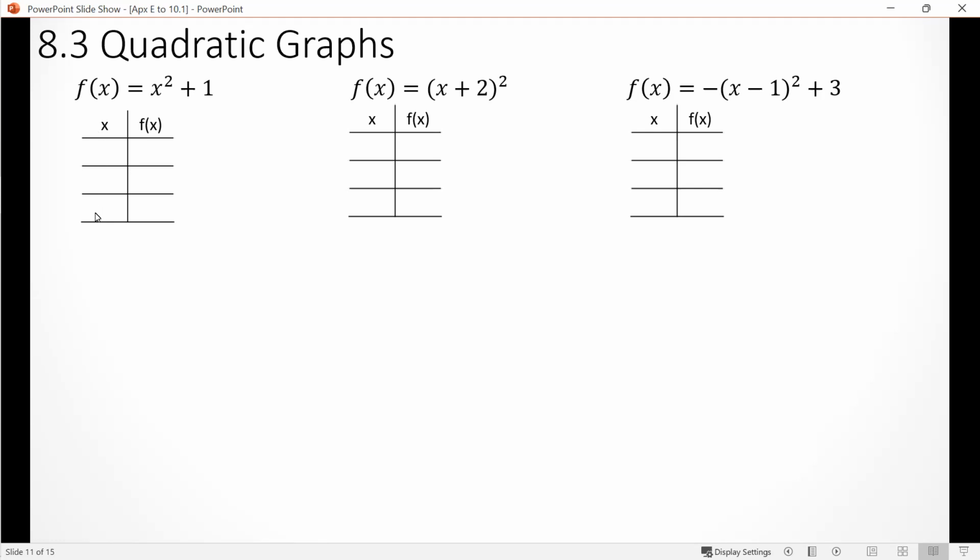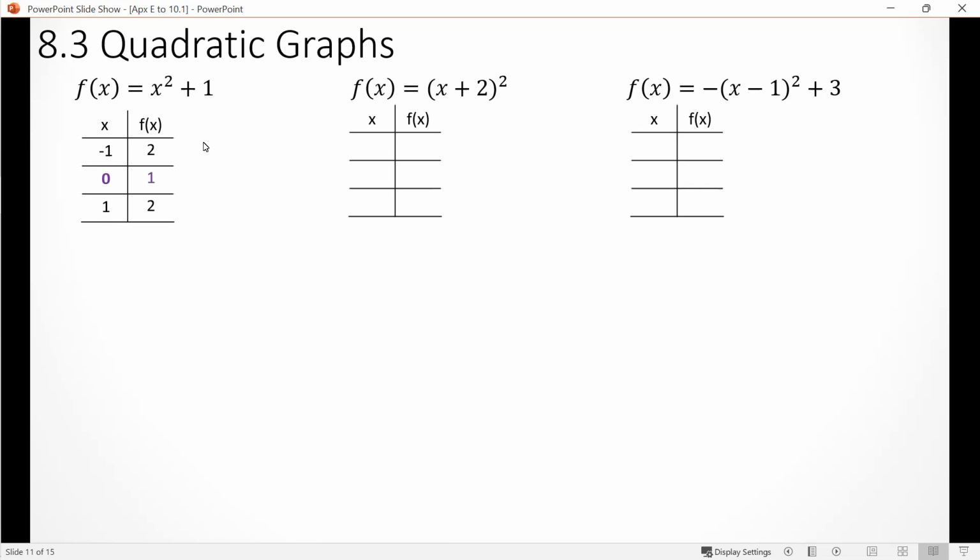When we go to figure out what x values to use here, we want to make sure that we are including whatever makes the squared portion equal to 0, because that's going to make this as small as it can be, and that's going to be the bottom or the vertex of our parabola. So the thing that makes this x squared 0 is just 0, and then I like to pick points on either side of that. So -1, 0, and 1.